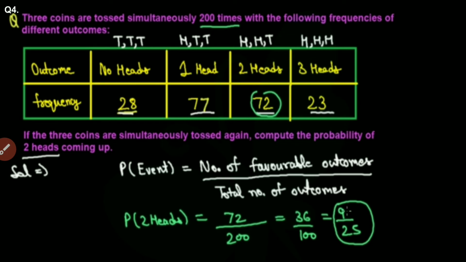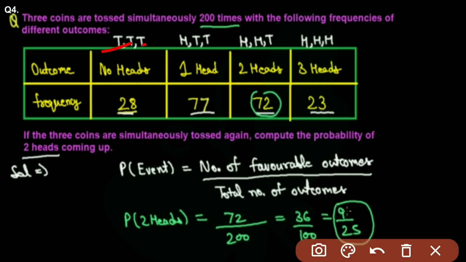So the frequency is 28 for that outcome. One head and two tails coming: you can see in the data, three tails, head one time and two times tail, the frequency is 77. Then two heads and one tail, the frequency is 72, and all three heads will give you 23. Now, if the three coins are tossed simultaneously again, compute the probability of two heads coming up.